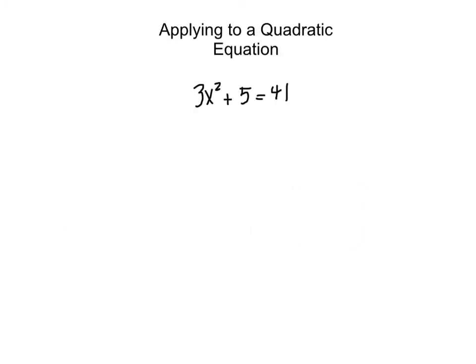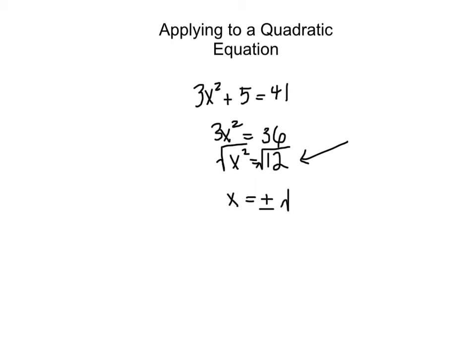So let's apply these properties to a quadratic equation. So we're going to solve this how we know how to do algebraically. So we get 3x squared equals 36, and then x squared equals 12. So we've done subtraction here, and then we did division. Next we're going to take the square root of both sides. So we have x equals, and then since we took the square root, we actually are ending up with two answers at this step. So therefore we need to have plus or minus root 12.